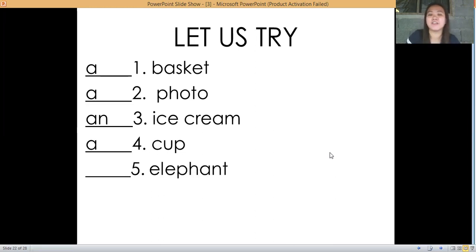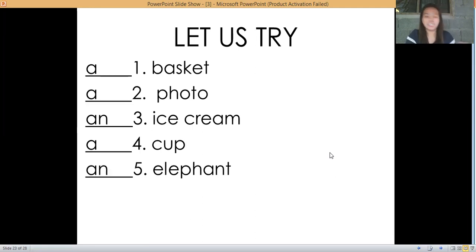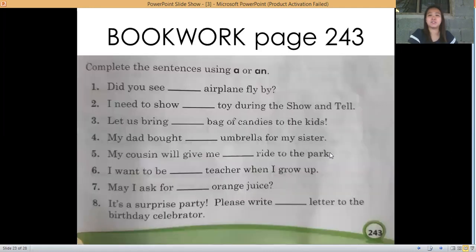Number 5, blank elephant. Elephant. Is it a or an? Very good. The answer is an elephant. Now, I know you are ready to answer your book. Okay, complete the sentence. Get your book. Open it on page 243.